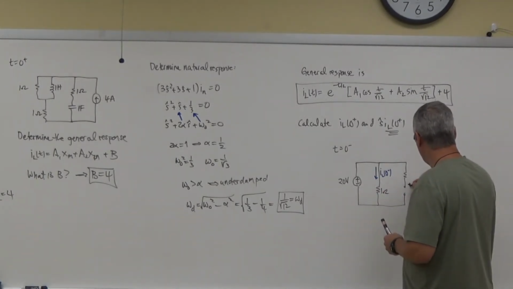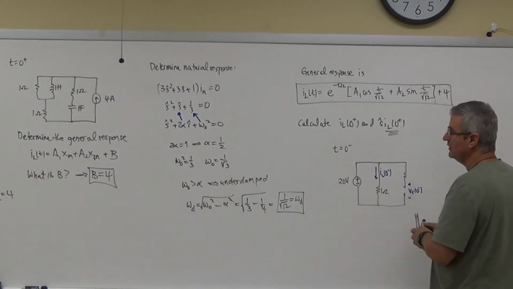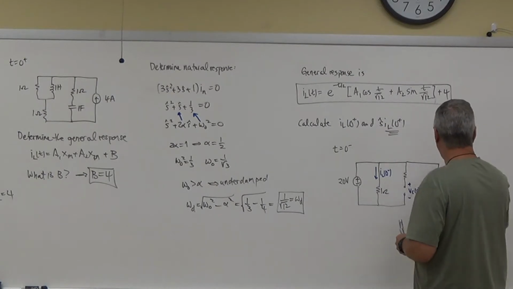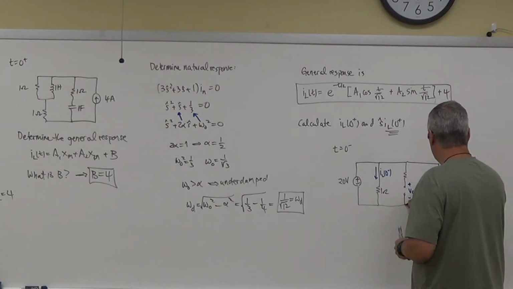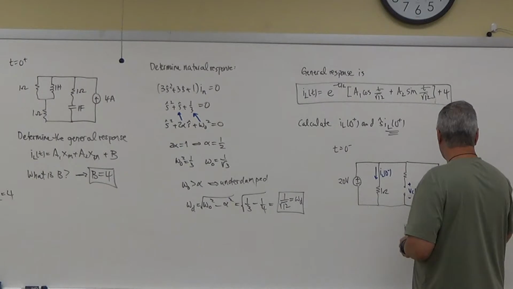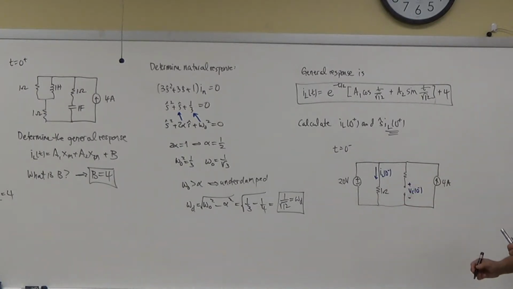Am I messing up or what? I want to say that's 20 volts. Yeah. And then I get this 4 amps here. Yeah, we're done. Just writing it out. So this is a nice circuit here, right?